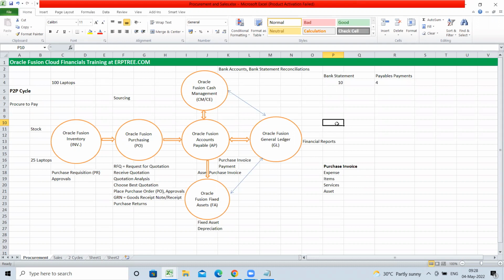Okay, okay. Now we are talking about the procurement process, right? When you talk about the sales process, that application will come into picture.